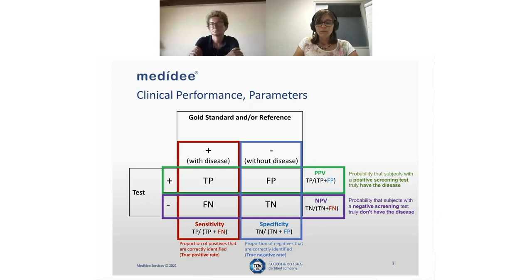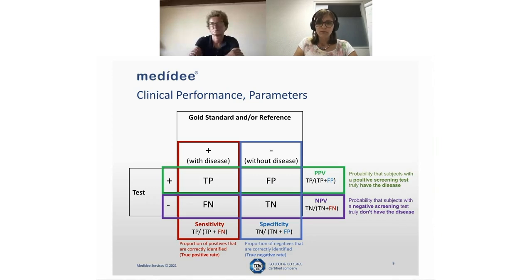False positives would then be in case the gold standard gives a negative test result, but your device identifies it as a positive, and then the ratio between true positive and false positive can be used to calculate the positive predictive value, which is the probability that the subject with a positive screening test truly has the disease. A bit the same afterwards for the negative predictive value.